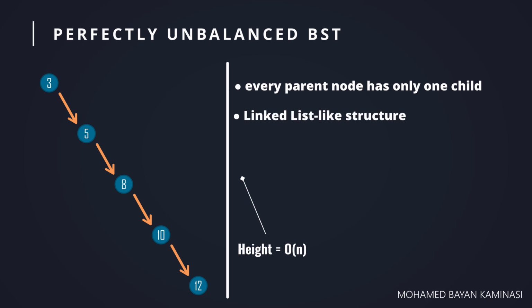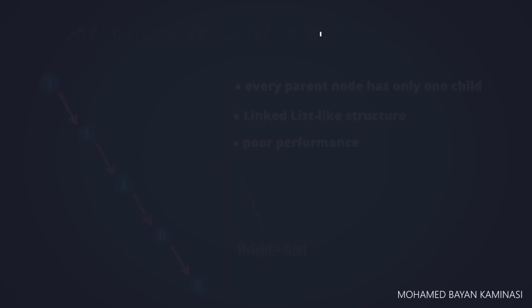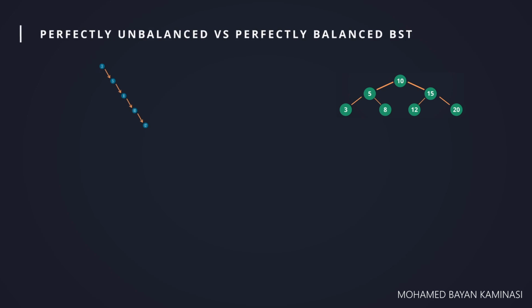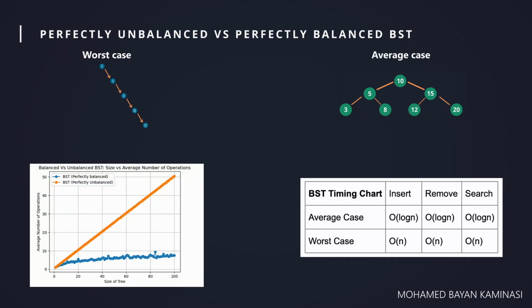Conversely, a perfectly unbalanced binary tree is a tree in which every parent node has only one child, typically resulting in a linked list-like structure. These trees offer poor performance for search operations due to their linear nature. Now let's compare the performance in perfectly balanced and perfectly unbalanced binary trees using big O notation. We can see that the perfectly balanced binary trees are much more efficient than the unbalanced trees.